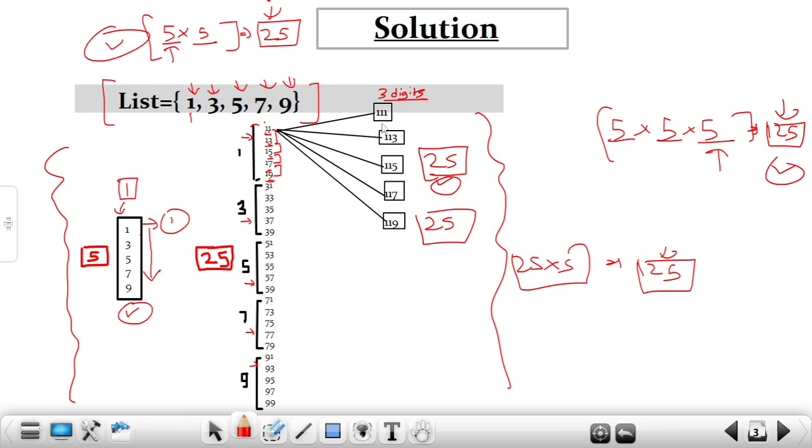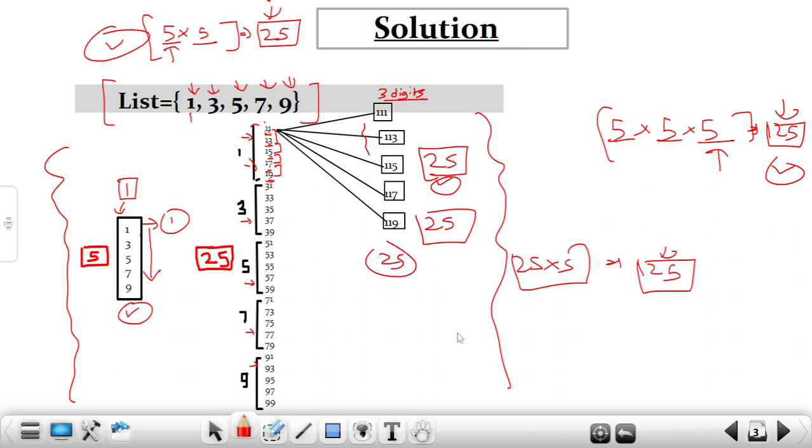For the 3 digit numbers, you can see that this one gets repeated 25 times. Why? Because for this 1 1 we have 5 options, for this 1 3 again we have 5 options, for this 1 5 again we have 5 options. So this means that just for this one we have 25 numbers which are starting with this one.